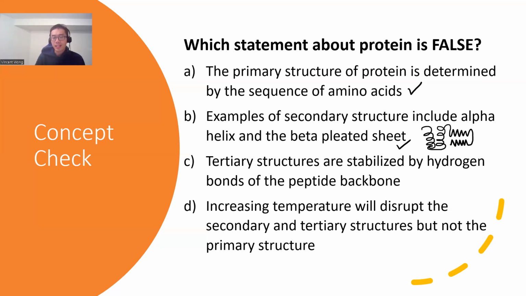Tertiary structures are stabilized by hydrogen bonds of peptide backbone. Now, if you read the notes that we wrote last time, that is not true. The tertiary structure, which is the overall 3-dimensional shape, is stabilized by interaction of the side chains. The thing that is stabilized by hydrogen bonds of the backbone would be the secondary structure.